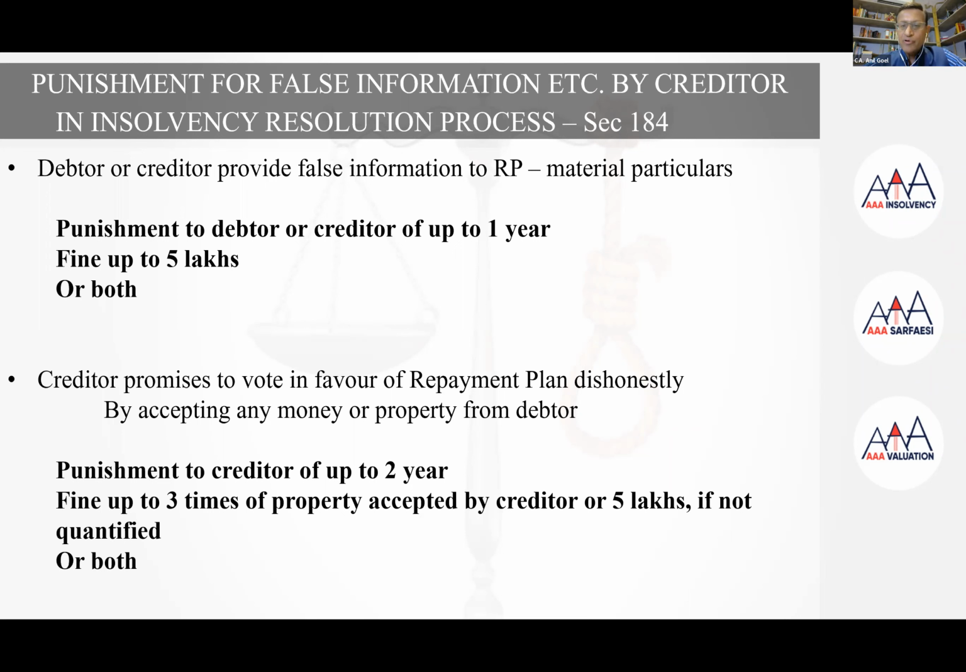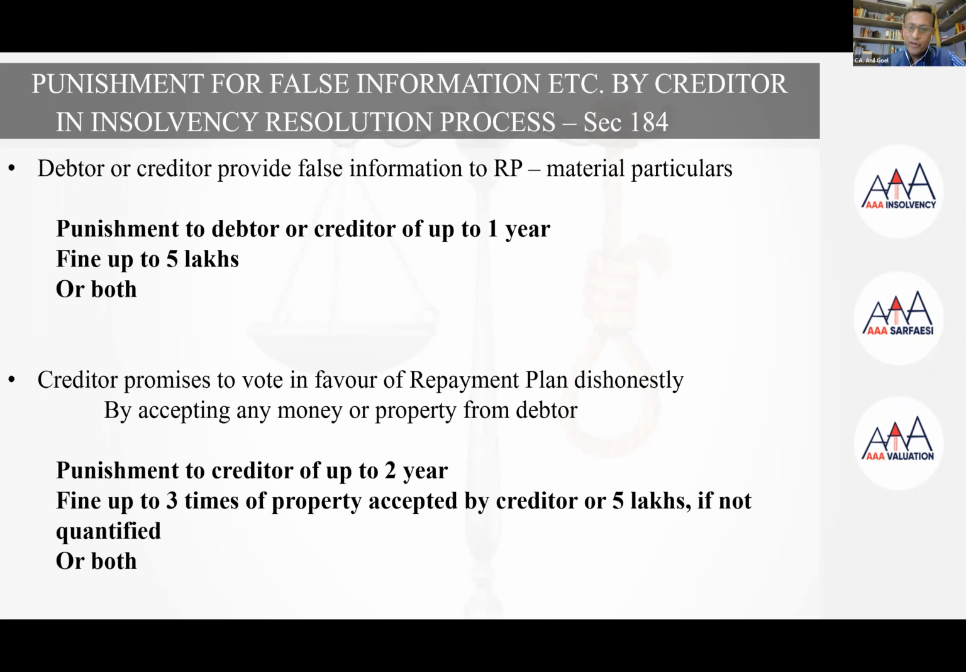So I think there are about 26 special courts made under the Companies Act, and those special courts will look into these offenses and will pass appropriate orders. The duties of the prosecution, that is not with the RP or the bankruptcy trustee.